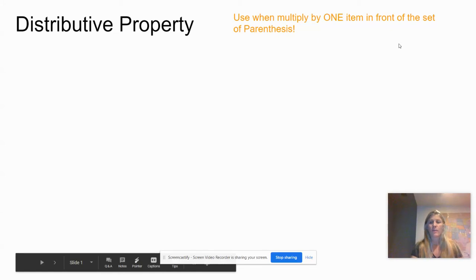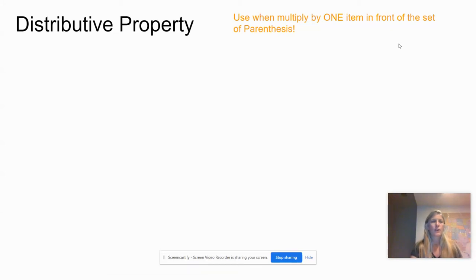Today we're going to talk about the distributive property, just a reminder of what that is, and then we're going to move forward from that and look at the distributive property with variables and exponents. So when do we use the distributive property? Well, we use it when we multiply one item or one term in front of the set of parentheses, and we multiply that to every single term inside that set of parentheses.